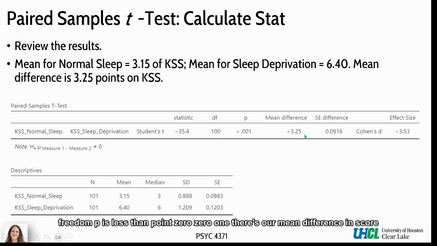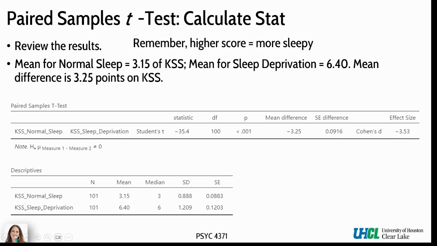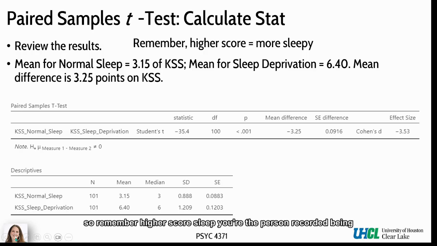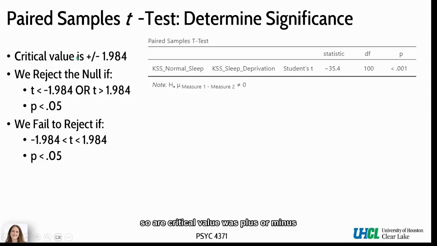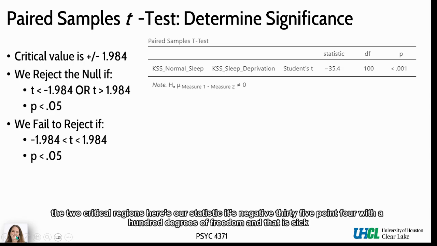There's our mean difference in score. And there's our Cohen's d, which is a significantly large size difference. Then down here, we have all the descriptives we need to write this up. So remember, higher score, sleepier the person reported being. So our critical value was plus or minus 1.984. We would reject if t is less than negative 1.984 or greater than 1.984 positive. That's at the 0.05 level. And then we would fail to reject if it fell anywhere in between the two critical regions.